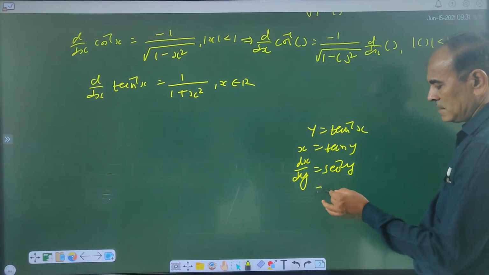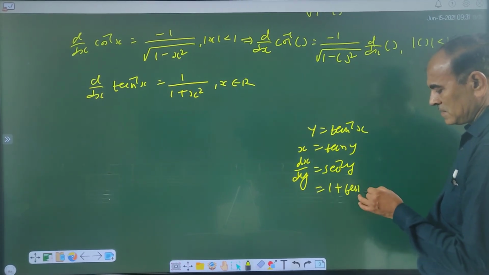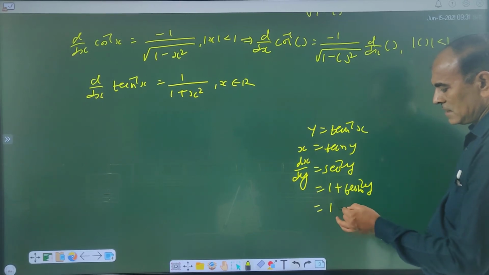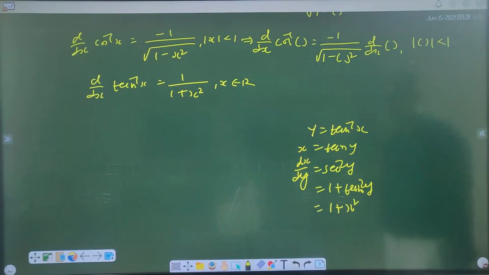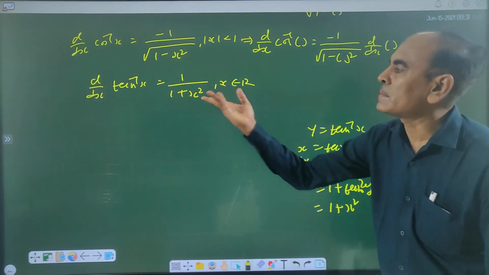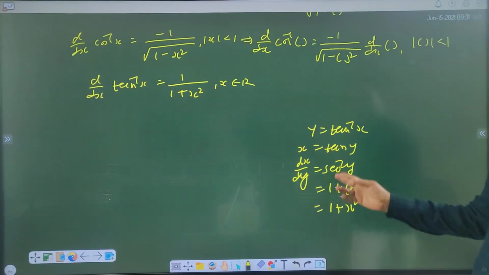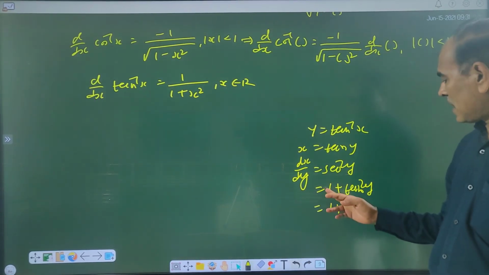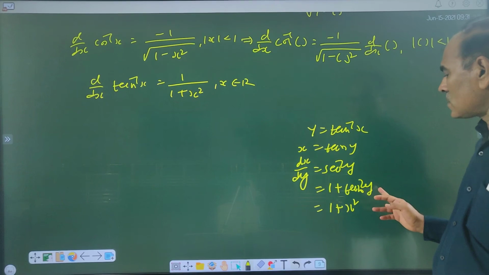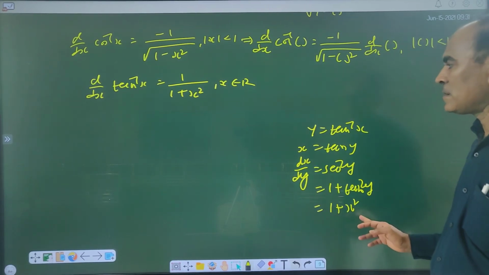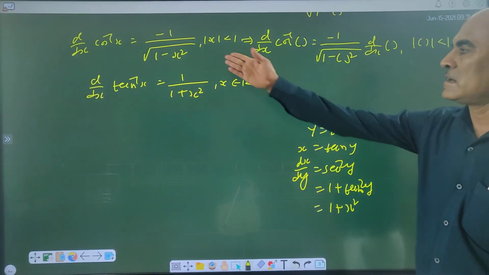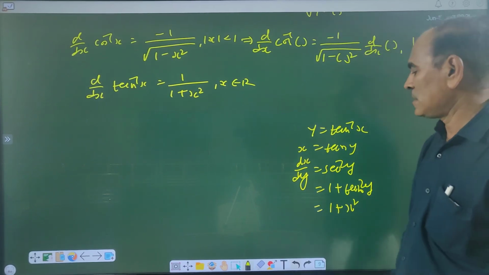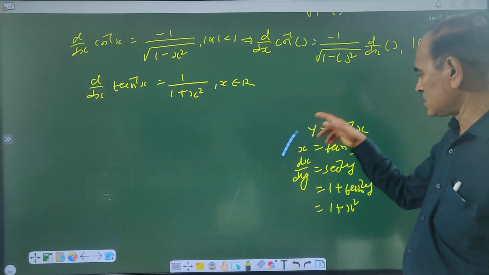Sec square y is equal to 1 plus tan square y, that is equal to 1 plus x square. So dy by dx is equal to 1 upon dx by dy, so 1 over 1 plus x square. Cot inverse: then x is cot y, so dx by dy is minus cosec square y, that is minus of 1 plus cot square y, that is minus of 1 plus x square. So dy by dx is minus 1 upon 1 plus x square as far as cot inverse is concerned. Yeah?